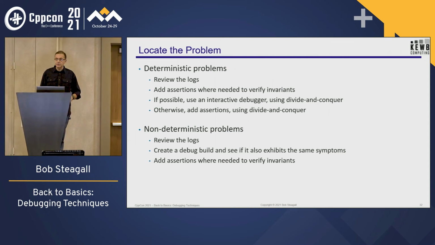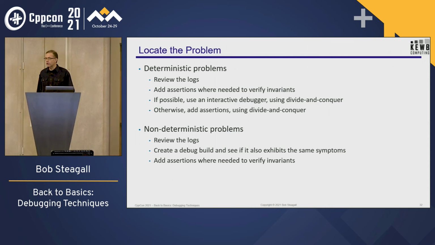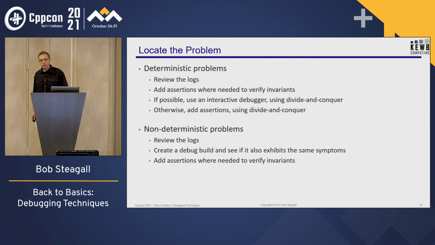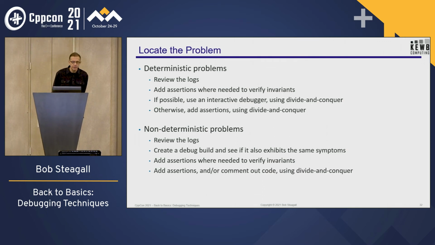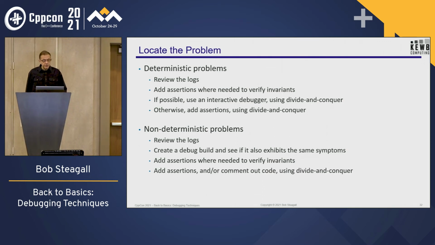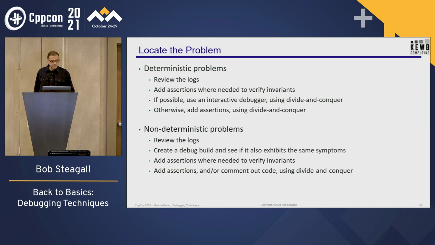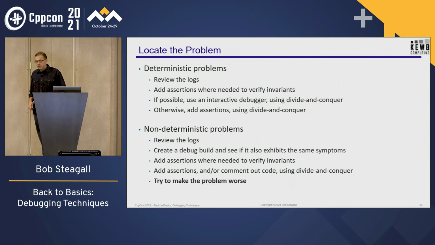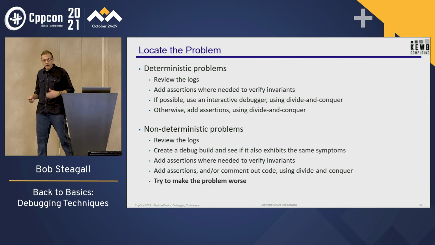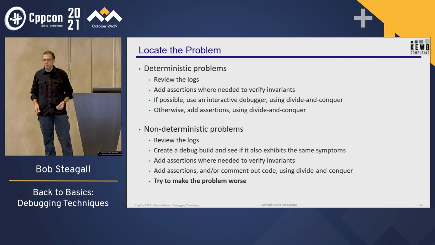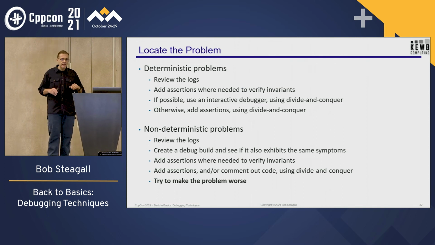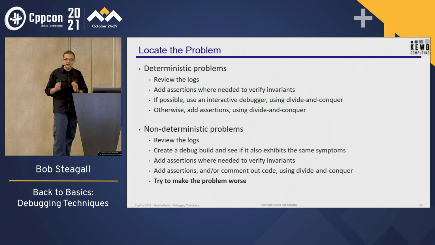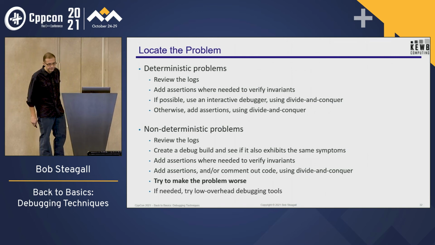Add assertions to verify invariants. Assertions are a low overhead way of verifying program state is what you think it ought to be. Add assertions or comment out code using the divide and conquer technique. And a very big gun here, try to make the problem worse. Find some configuration, some data, some thing that you can change in the context that makes the problem worse.